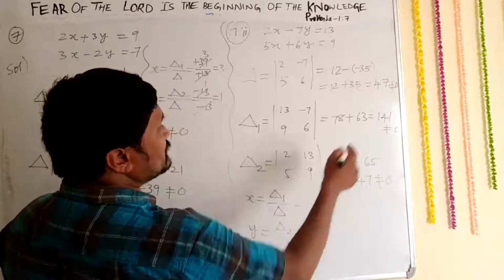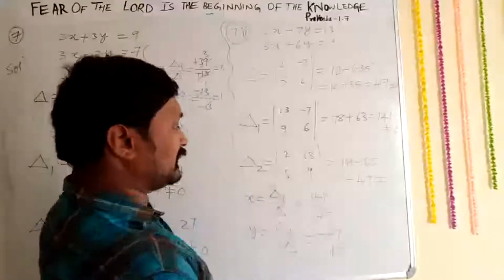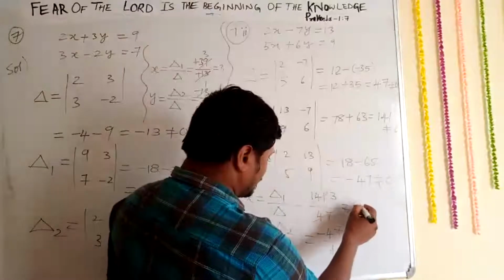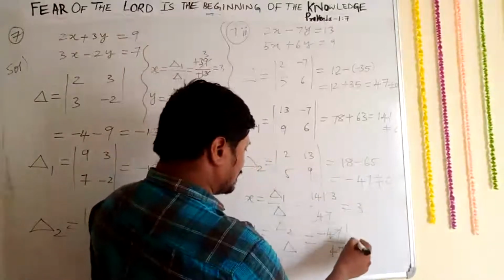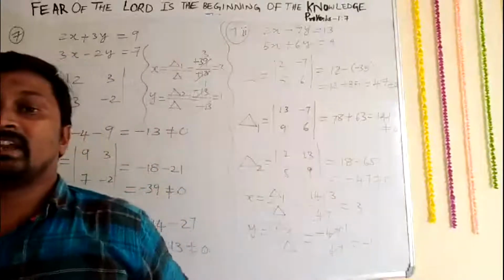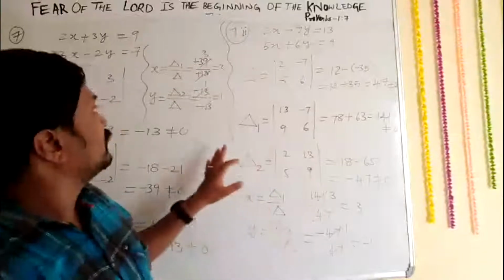So delta 1, what is there? 141 upon 47. 47 ones are 47, 47 threes are 141. So now here you get 3, that is equal to 3, and y is 1, that is minus. So x is equal to 3, y is equal to minus 1. Priyanshi is correct. And you all are done, I hope you all understood.